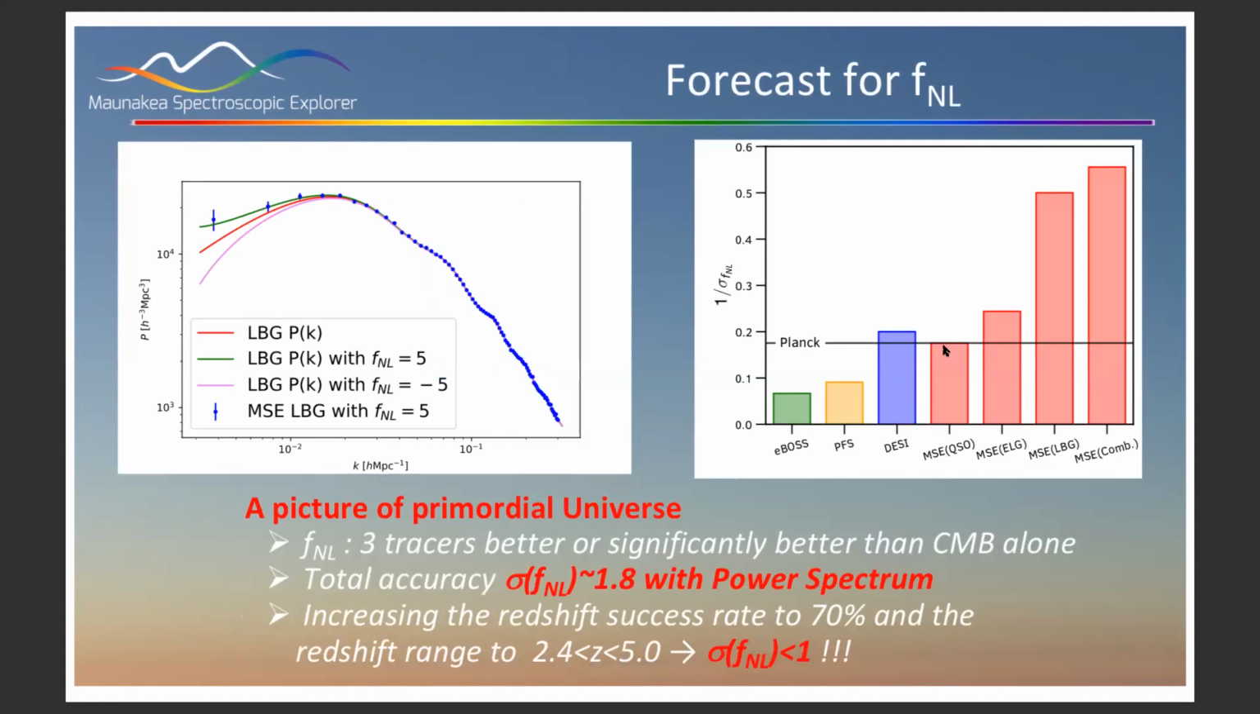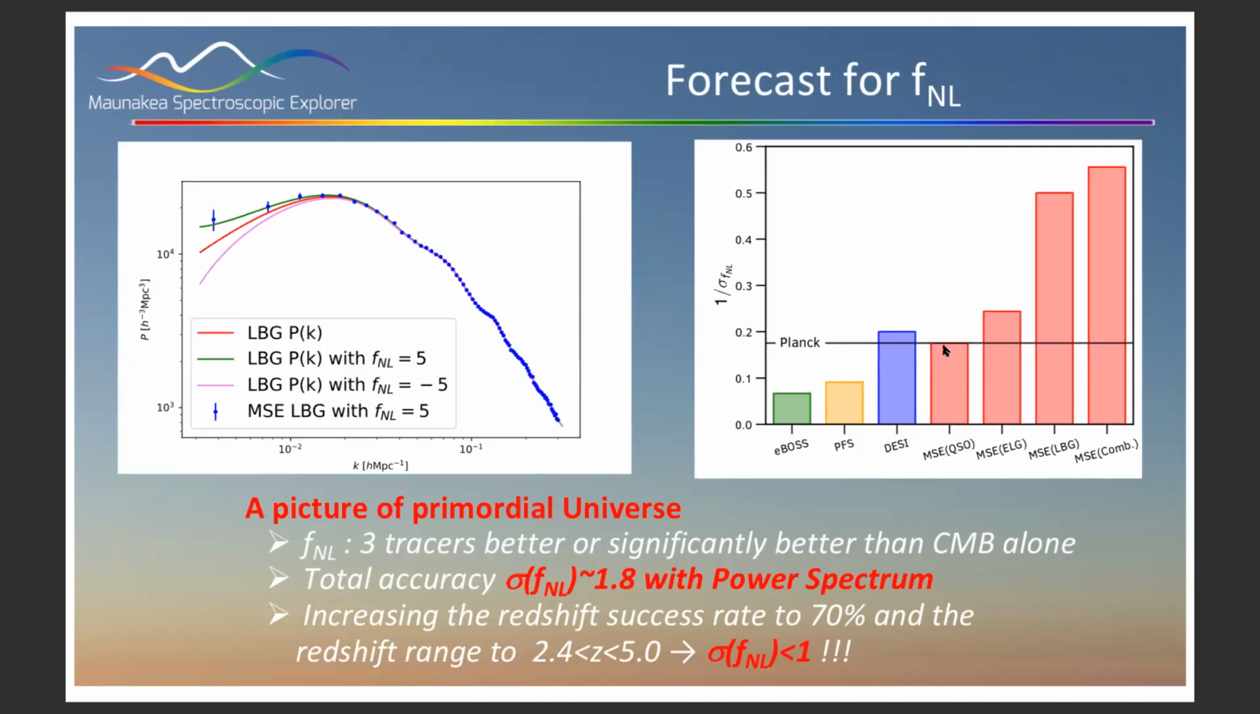This is the forecast for fNL. This is just an example of what we can have for the power spectrum with the Lyman-break galaxies. And here, if you assume that fNL is equal to 5, you can see by eye that we are able to measure it. And now you can quantify this for different categories of tracers. In blue is what you expect with DESI, with all the tracers in DESI. Then this is what you can expect with MSE. This is the inverse of the error, so when you increase it, there is really a gain in this direction.